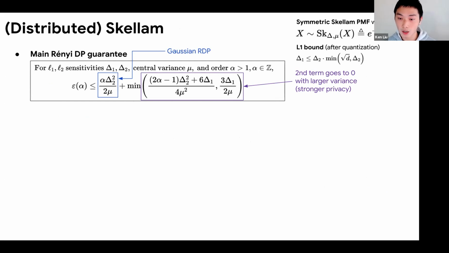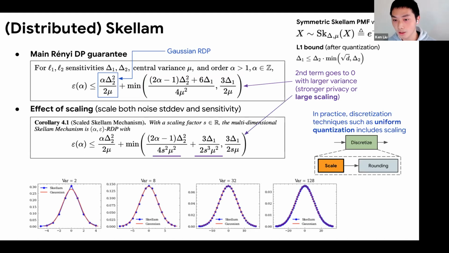Now, a high variance can either come from a strong privacy requirement, or we could simply scale both the input and the noise variance to directly dampen the second term. If we look at the effect of scaling directly, we can see that the scaling factor has a pretty strong effect on making the second term zero. This is nice because in practice, when we combine the Skellam mechanism with quantization techniques for continuous input values, such as uniform quantization, you would already have a reasonable scaling factor during the quantization, and that would make the second term practically zero.